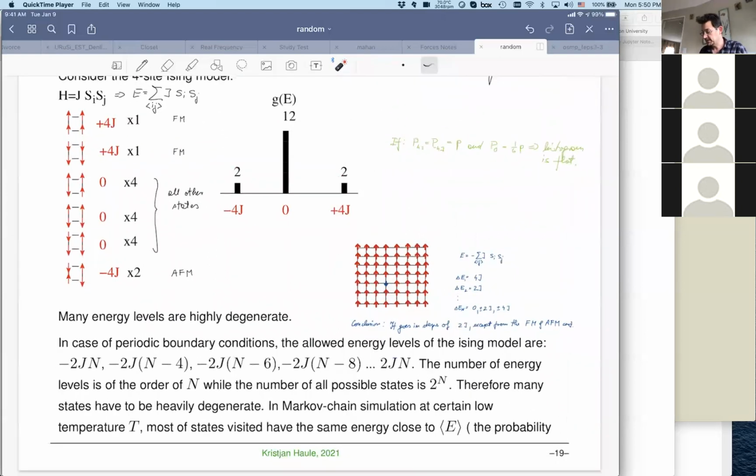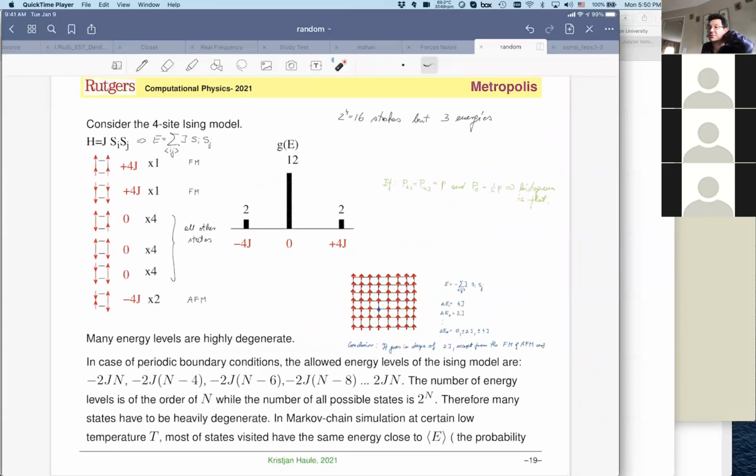Okay, so in order to make this more obvious to you, I want to do the calculation for the smallest possible cluster, which is 2 by 2.